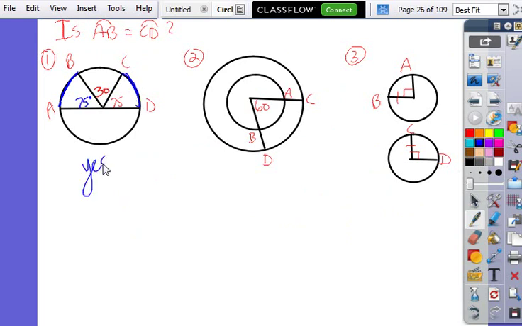Now 2 is no. If I go to 2, I check 2 circles. Are the circles the same size? And it's an automatic no.